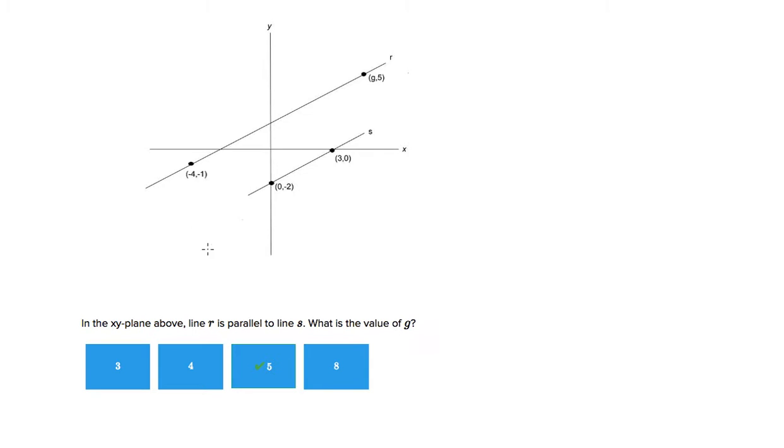So we're given these two lines here in the XY plane where line R is parallel to line S, and we're asked to find the value of G, the x coordinate of this point on line R.